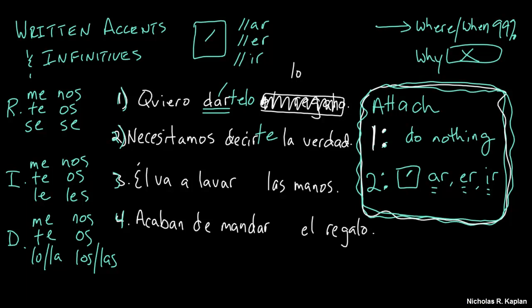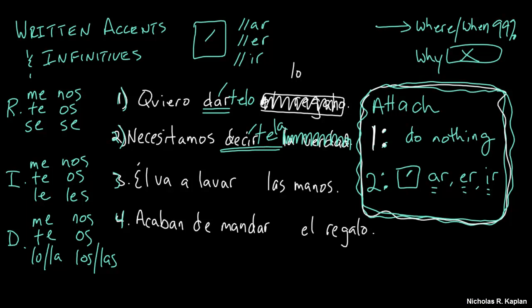Alright, so let's look at the second example. Necesitamos decirte la verdad. We need to tell you the truth. But what if instead of saying the truth, we wanted to say it? Well, again, we would replace it with a direct object pronoun, and in this case we would have a la. Alright, I have now attached two things. When I attach two things, I need to write a written accent, so I go back to the infinitive and I put an accent on the I of decir. We need to tell it to you.